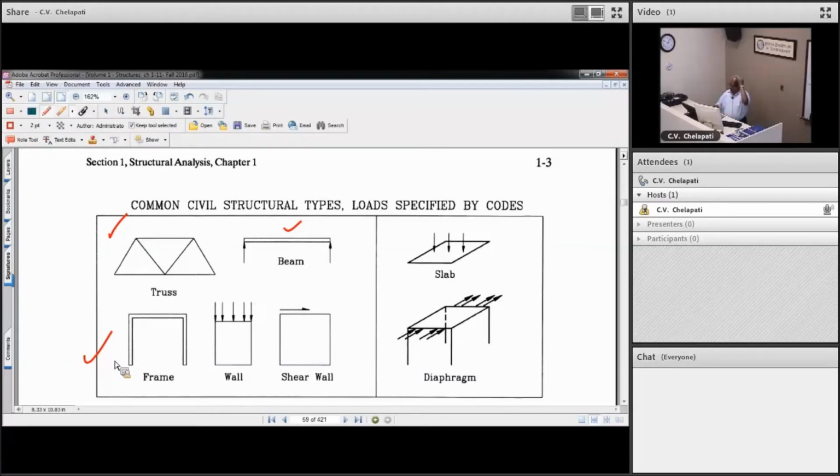So the frames are very important. All the high-rise buildings, there are no walls there. The loads go from the slabs into the columns, and these are all frames. For example, we have 2 or 3 high-rise buildings in the Spectrum. They're not walls. They're frames. But of course, walls are also very important. You call a wall a shear wall if it is resisting a lot of shear.